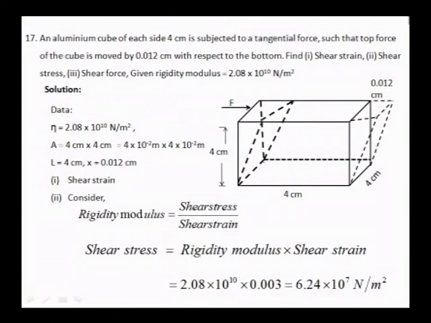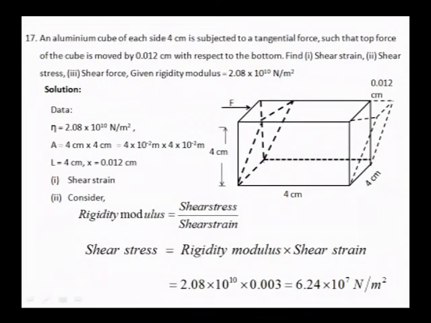The data available for us is the rigidity modulus N is equal to 2.08 into 10 to the power of 10 Newton per meter square. The cross sectional area is 4 centimeter into 4 centimeter, because it is a cube and, as I told earlier, all sides of a cube are equal, and the width or length of the cube is also equal to 4 centimeter. So, rigidity modulus is shear stress by shear strain, or shear stress is rigidity modulus into shear strain.